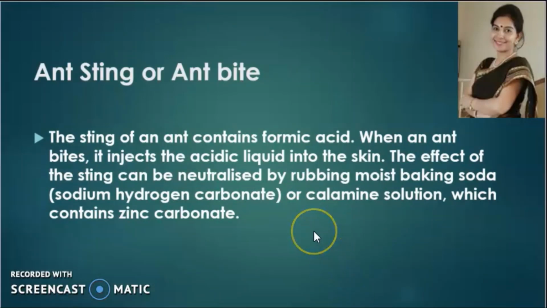Now the next example is ant sting or ant bite. As we have studied, an ant sting consists of formic acid. When an ant bites, it injects the acidic liquid, that is formic acid, into our skin, and it causes pain and irritation in the affected area. The effect of this sting can be neutralized by rubbing moist baking soda, which is sodium hydrogen carbonate, or calamine solution, which is zinc carbonate, because these are basic in nature and they neutralize the effect of formic acid.